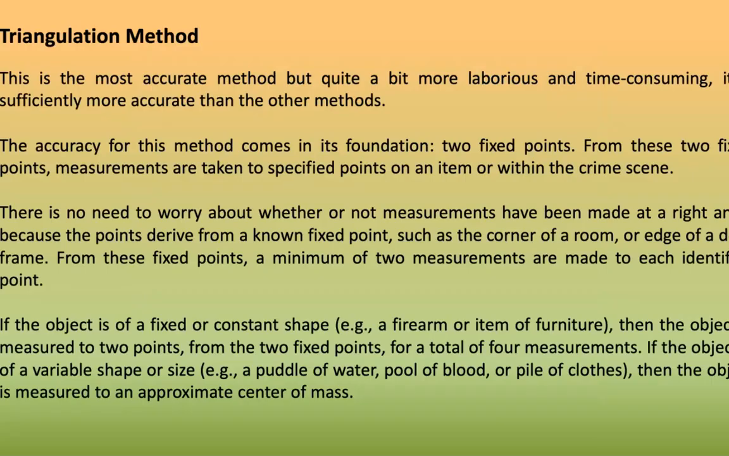Next, coming to the triangulation method, which is the most accurate method, but it is quite laborious, quite time consuming. So what we do in the triangulation method, again we are going to take two fixed points, but now these two fixed points have to create a triangle with the evidence. Okay, I will explain with the example in the next slide. So now we are going to take the measurement of these fixed points also and from the evidence. So there is no need to worry about whether or not the measurements have been made at a right angle. That is one of the advantages of the triangulation method, which was not there in the rectangular coordinate or in the baseline method.